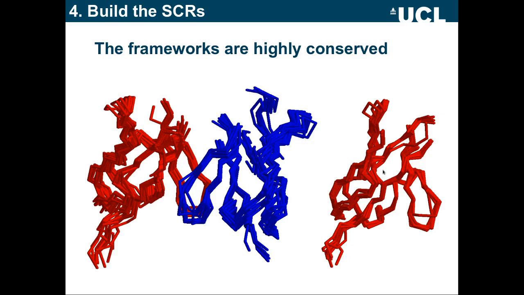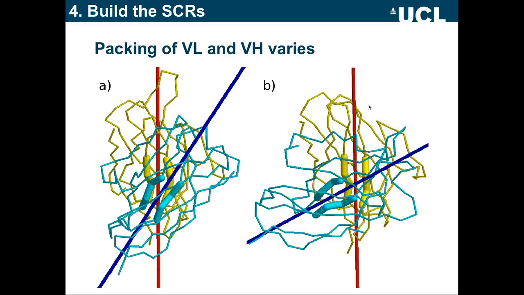There are a few little regions where there's some variability. That's that extra loop, which is not one of the CDRs, but you can see there's some variability in the tip of that loop. Now I mentioned this variability in packing between the VH and VL domains, and this is something that we looked at in my group, and this shows you the extremes of the variation at the time that we did this.